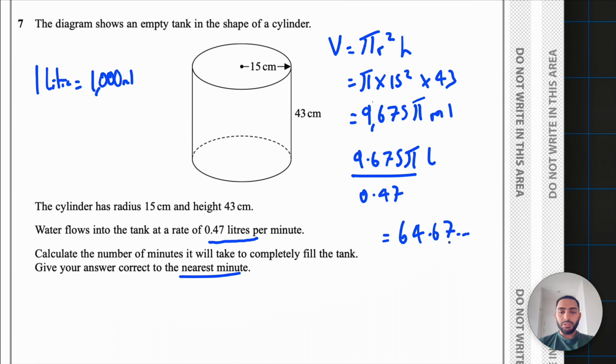And we need to round this to the nearest minute. So I'm looking where my decimal point is. This is 5 and above, so I need to move this up to 65. So it'd be 65 minutes.